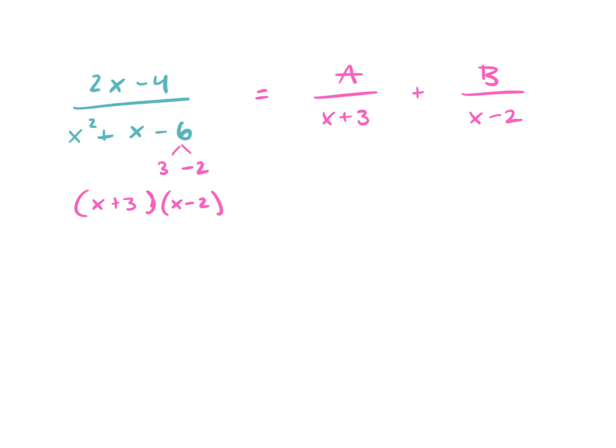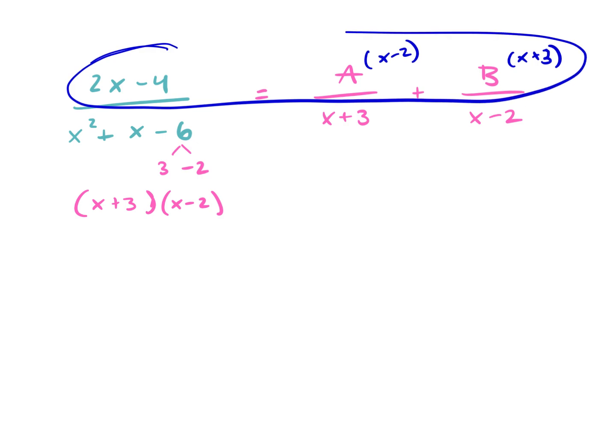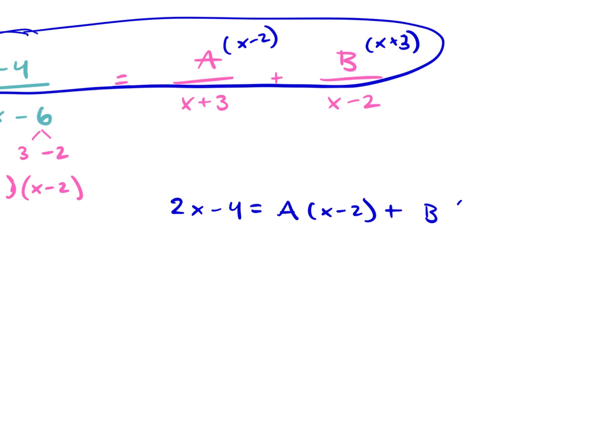We always want to multiply by the missing denominator. So a is going to get multiplied by x minus 2. B is going to get multiplied by x plus 3. So then I'm going to write my whole numerator as an equation. So 2x minus 4 is equal to a times x minus 2 plus b times x plus 3.